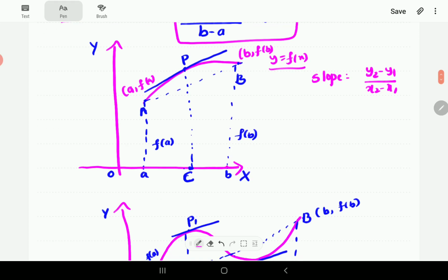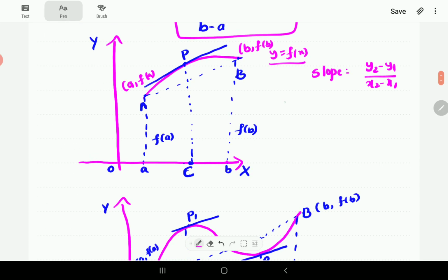So therefore the slope of the chord AB will be simply f of b minus f of a upon b minus a. So by using our slope form, we can write this.